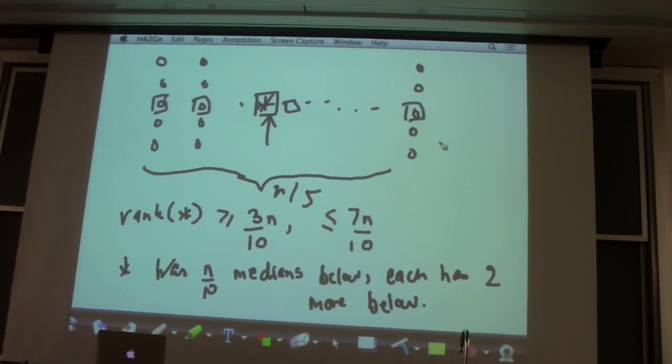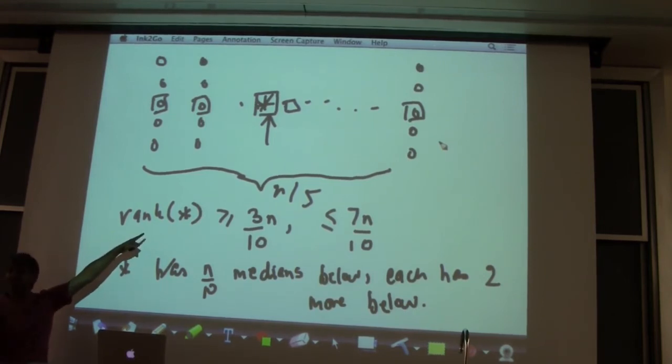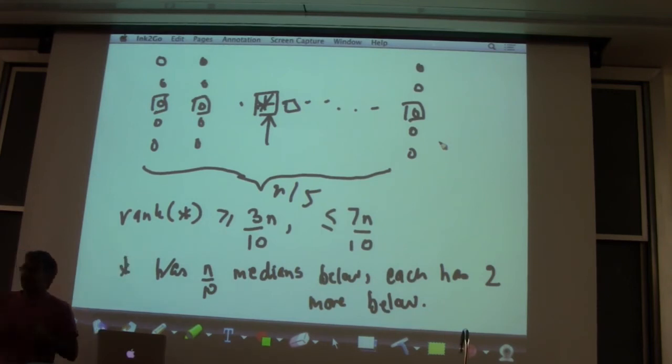Again, so far, so good. We're not worried about time. The claim that is non-trivial here is that the rank of this element is reasonably large. It's at least 3 over 10, but it's not too large. It's at most 7 over 10. And again, the argument is the following. In order to show that the rank of an element is at least something, I need to show that there are at least some number of things that are less than it. If I want to show this element is at least the second min, it's not the minimum, I need to show there's at least one element below it.